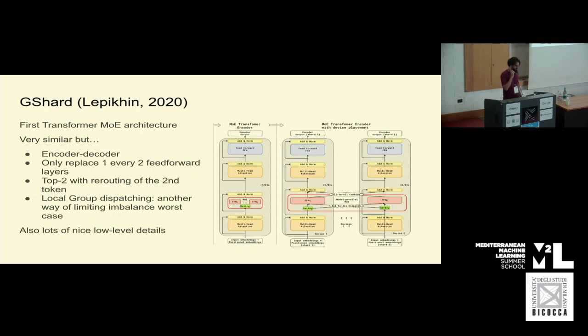Also, the top 2 routing strategy that it uses is a bit more complicated than what I talked about. In particular, it's routing two tokens, but the second token uses a different strategy. I'm not going to go into much detail, but it's an interesting idea that might be worth exploring. And the third point is that it has this local group dispatching idea, which is another way of limiting worst-case imbalance, which I thought was worth mentioning, but not spending too much time on right now. But if you're really considering looking at MOEs, it might be good to read up on that.